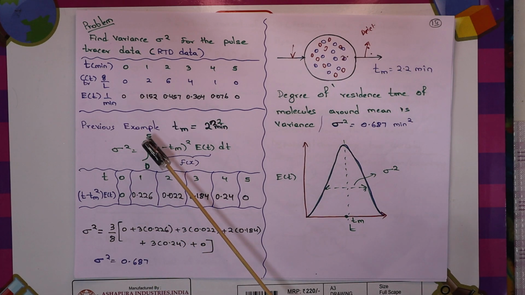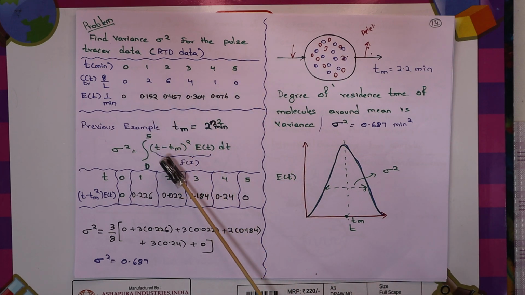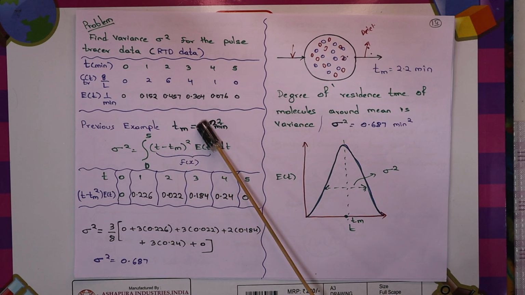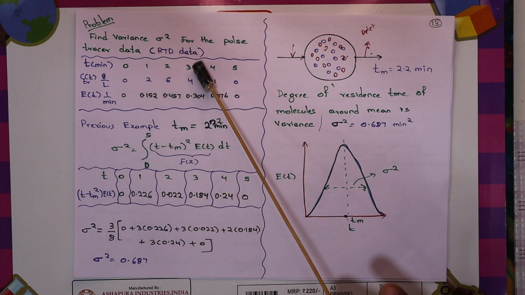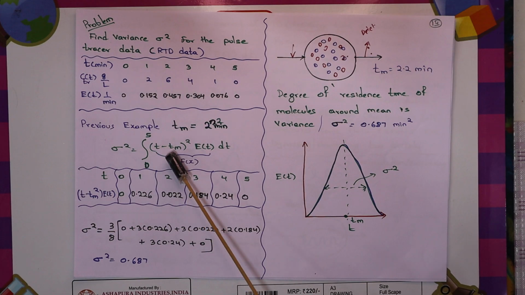Variance can be calculated by the integral from 0 to 5, since data is given up to 5 minutes, of (t minus tm) square into E of t dt. So tm is given, which is the same for all the data. The t is changing: 1 minute, 2 minute, 3 minute, 4 minute, 5 minute. So now, what is my f of x function? It is (t minus tm) whole square into E of t dt.